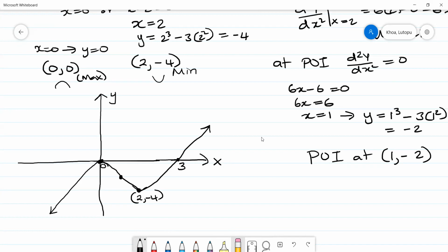Our point of inflection is somewhere here. It's at 1 and negative 2. Okay, and then label the graph: y is equal to x cubed minus 3x squared. Then you will get all the marks. So just keep in mind all the steps and follow them.